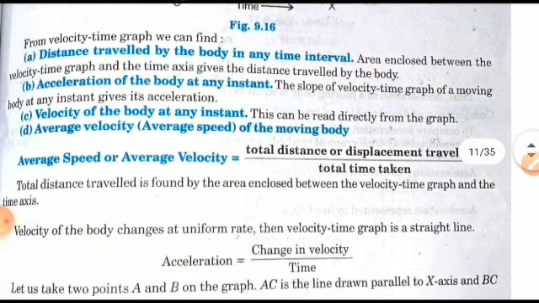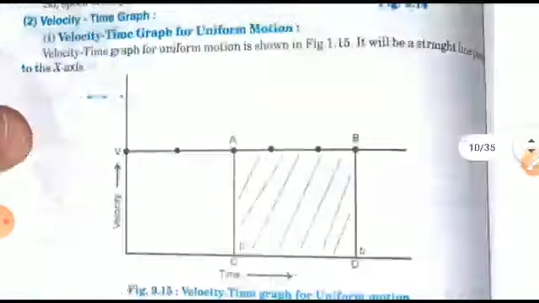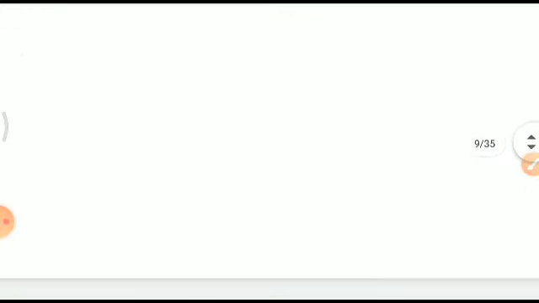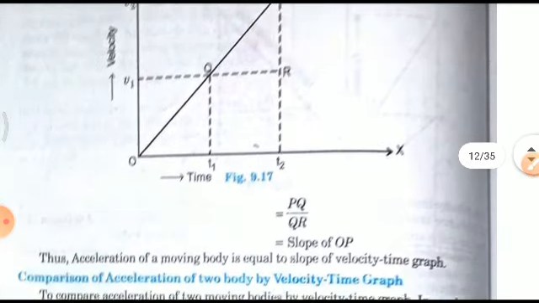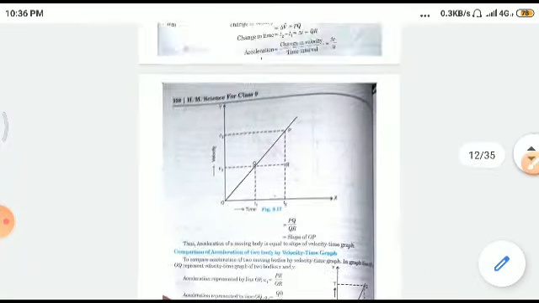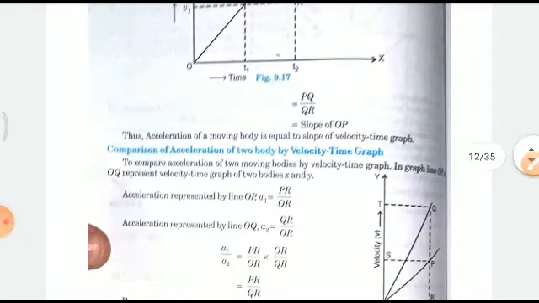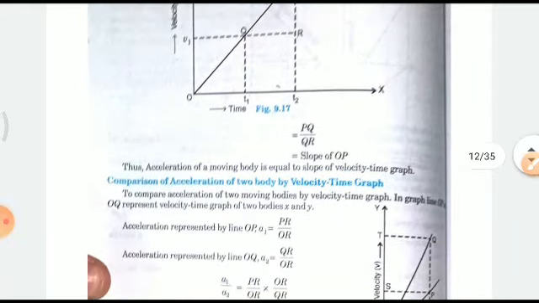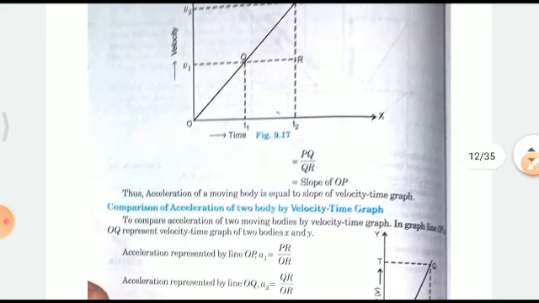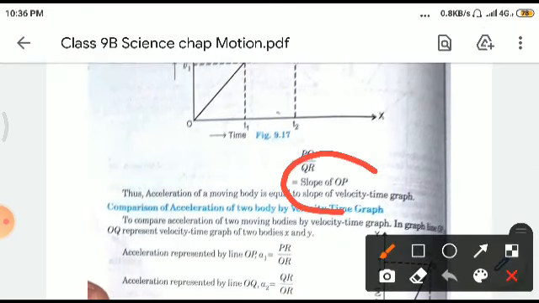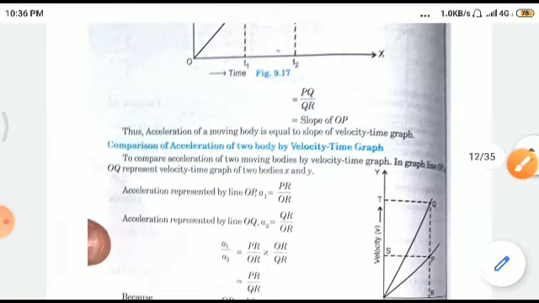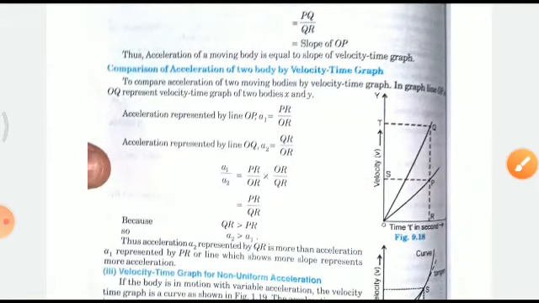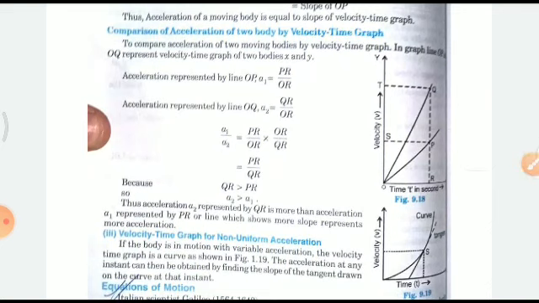So the formula for acceleration is calculated by the medium of slope. Slope OP, that is the acceleration. Now when we have to compare the acceleration of the two bodies, we need to see whose acceleration is more.